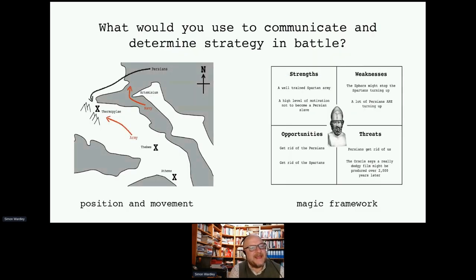So I simply put those next to each other. Map with position and movement and the sort of magic framework of a SWOT, and ask the question, what would you use to communicate and determine strategy in battle? And I looked at it and it was like obvious, I'd use a map. So what was I doing in my business? In my business, I was using a SWOT diagram.